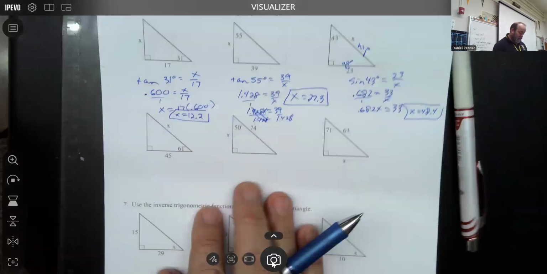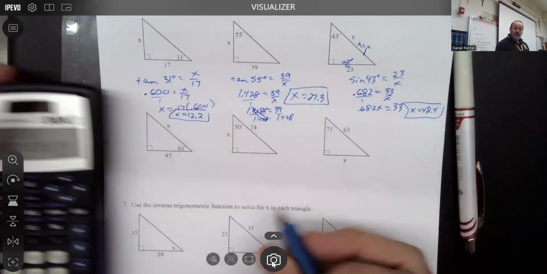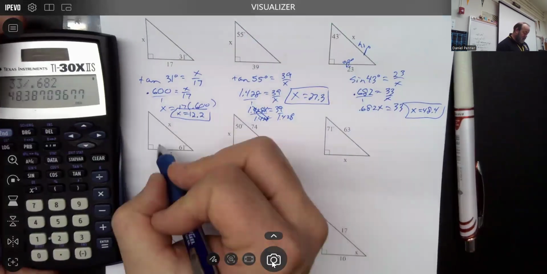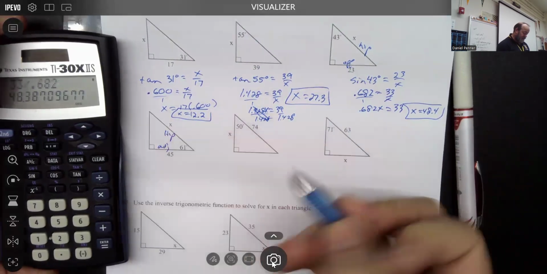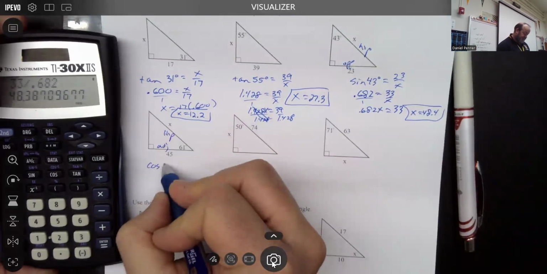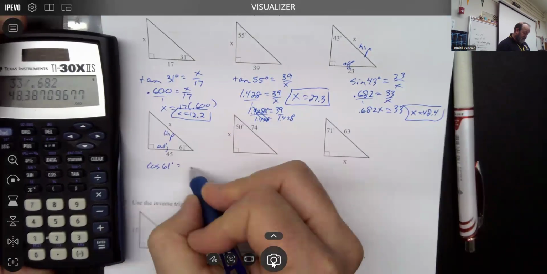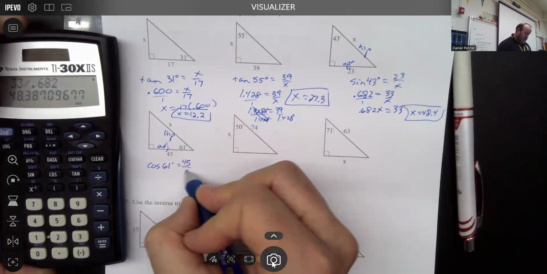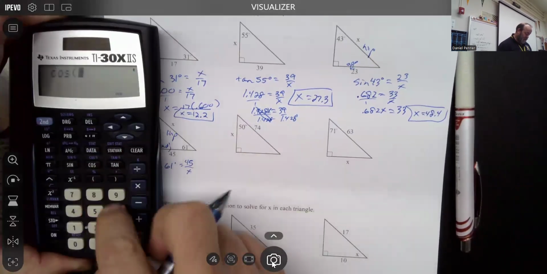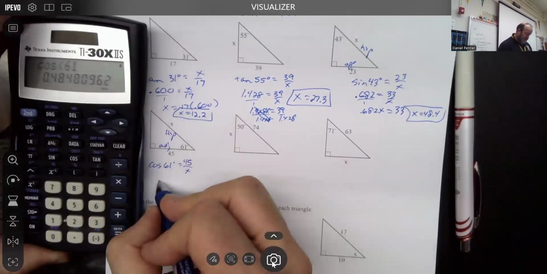Now, moving along a little bit further, this particular problem uses the adjacent or the close side and the hypotenuse. So this is going to be a cosine. And the definition of cosine, of course, is adjacent divided by hypotenuse. So the cosine of 61, we're looking at 0.485.